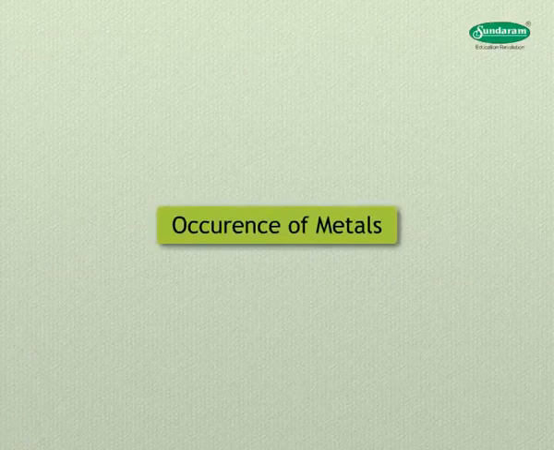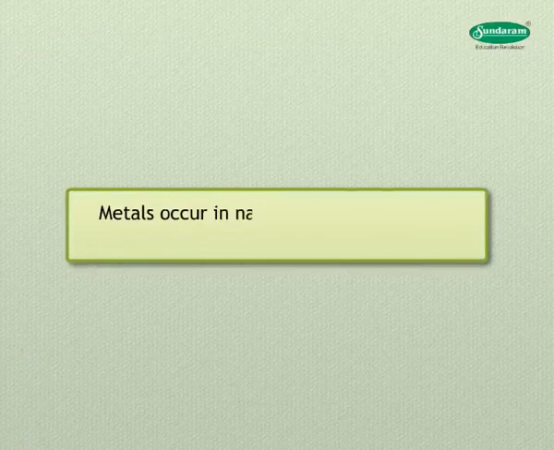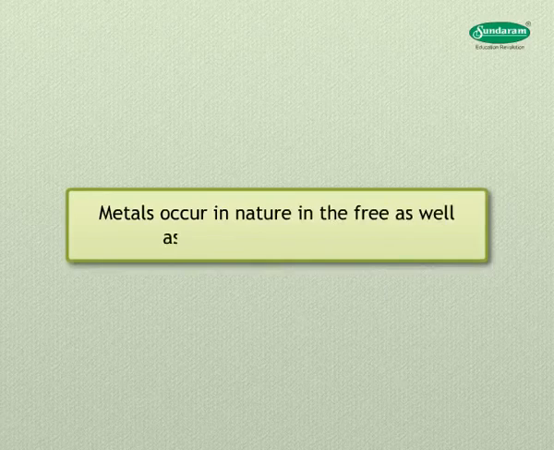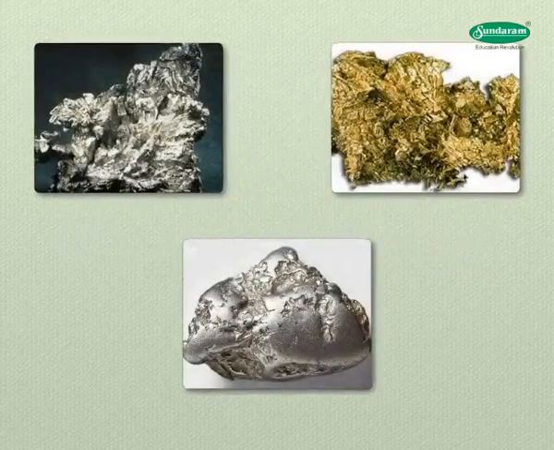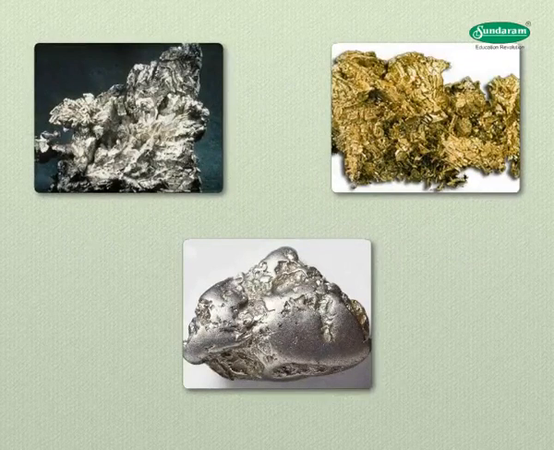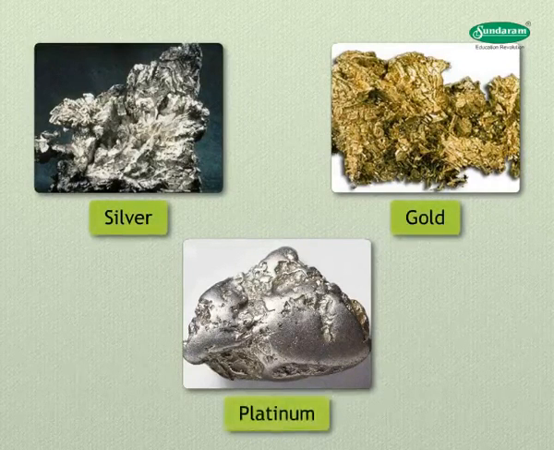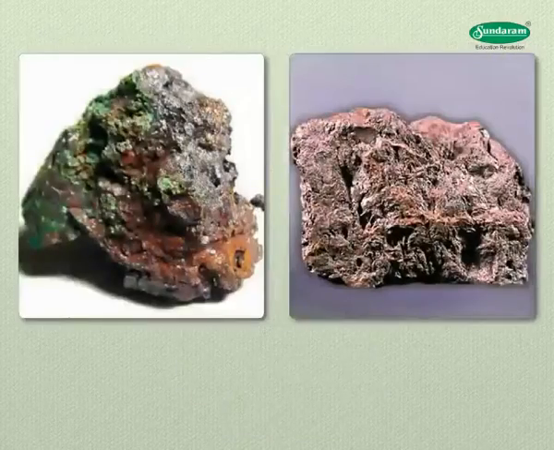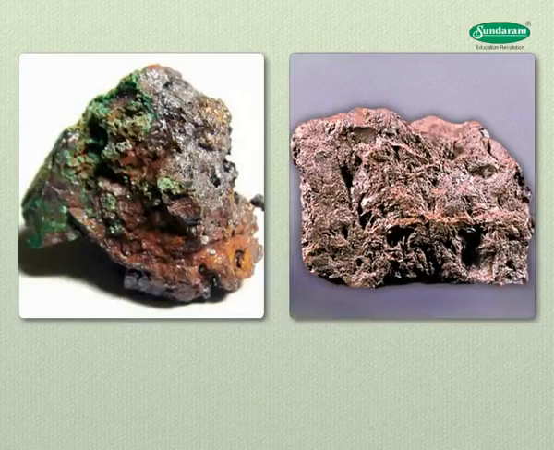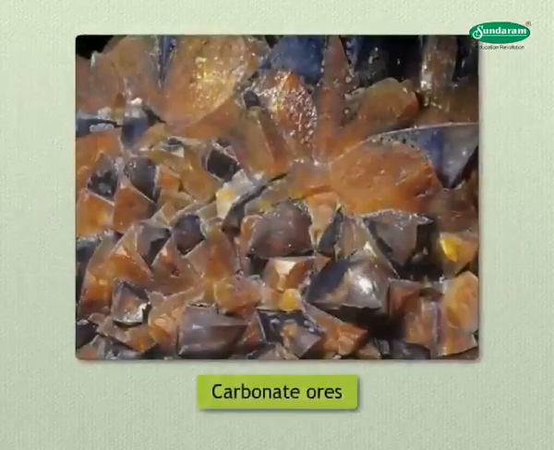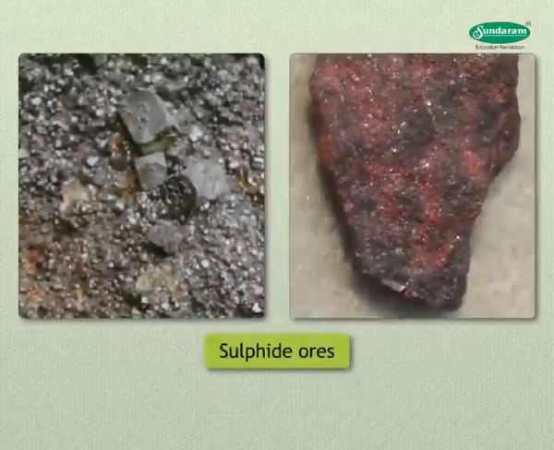Occurrence of metals. Metals occur in nature in the free as well as in the combined states. The most unreactive metals, that is, which are not affected by air and water, for example silver, gold and platinum, are generally found in free or native state. Most metals, however, are found in combined state in the form of their oxide ores, carbonate ores or sulfide ores, etc.